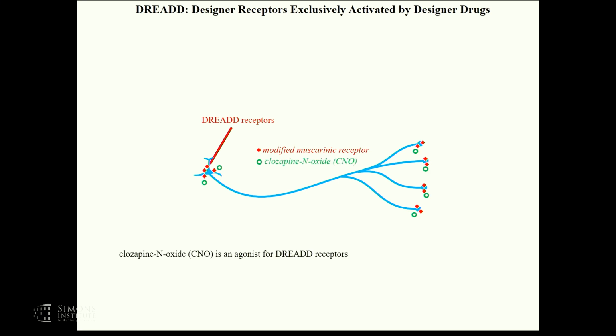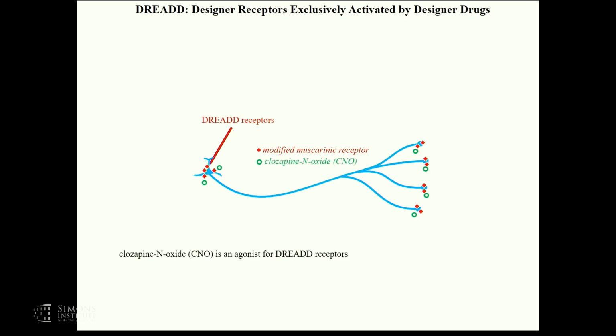We're using a DREADD approach here. Designer receptors exclusively activated by designer drugs. You can target these designer receptors to these layer 5 cells specifically. These are modified muscarinic receptors. When you inject the viral vector into, in this case, V1, you get the layer 5 cells taking up these receptors, and they're sent through the entire cell, including to their terminals, wherever they are.